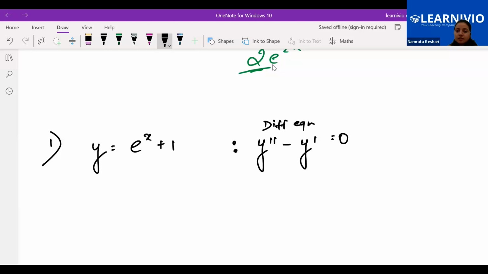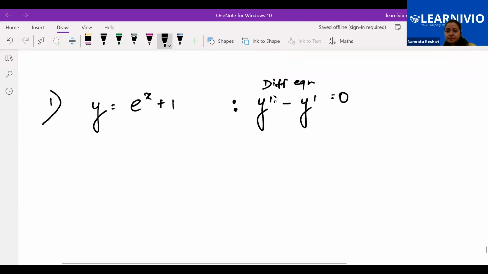That is, y double dash minus y dash is equal to 0. Now from y we will be finding y dash and y double dash, and we will substitute over here to check whether we are going to get 0 or not. Do it. Do it in a fresh manner, Murtaza.